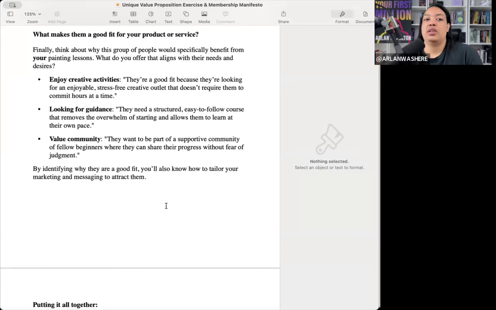They could be good because they're looking for the type of guidance, structured, easy to follow, step by step that you're going to offer. And they could be good because they value community. Maybe everything else they've done has been solo, siloed, or it could have been in groups like a classroom, but nobody was really talking to each other or working together outside of that.